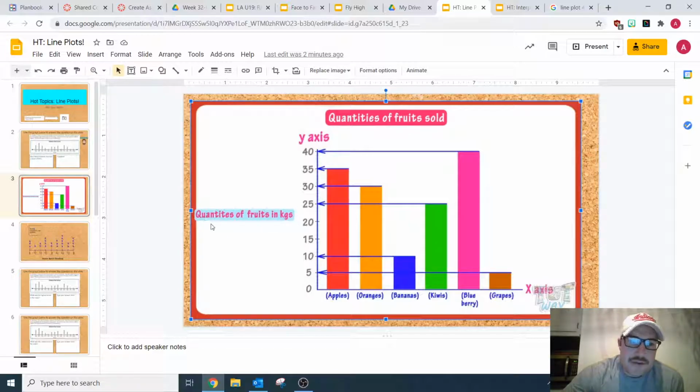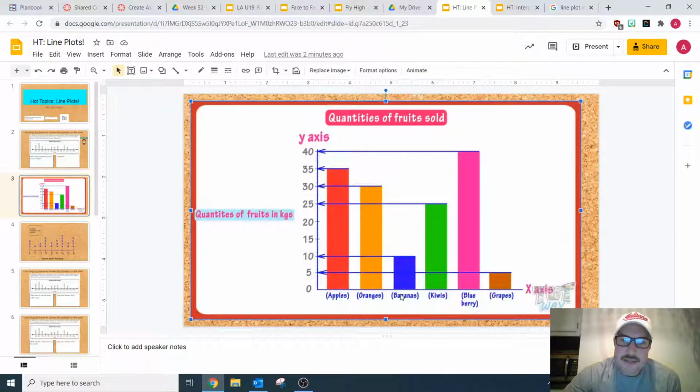The y-axis, the left side, says quantities of fruit in kilograms, so the amount. Here we've got 0, 5, 10, 15, 20, and it goes all the way up to 40 because we don't need to go any higher than that. How we read this is we say, okay, how many kilograms of apples were sold? Well, we look at our bar graph and we go all the way to the top and we see the top is at 35. So 35 kilograms of apples were sold.